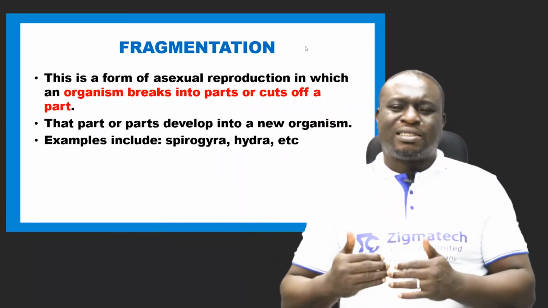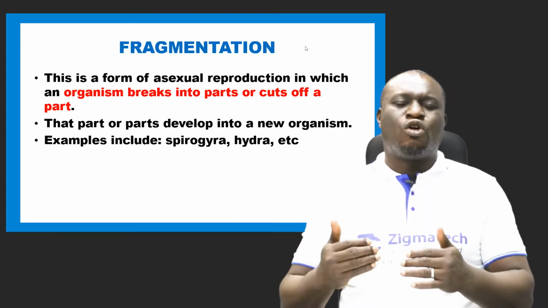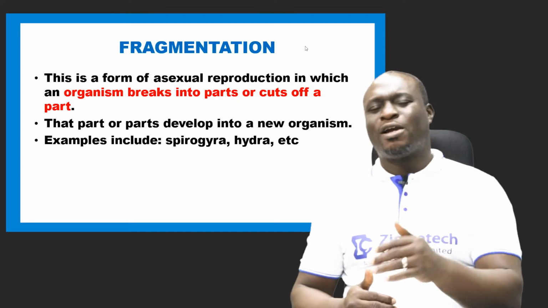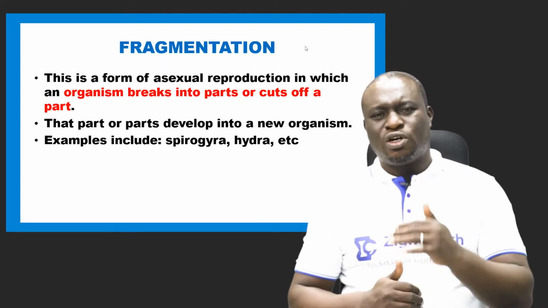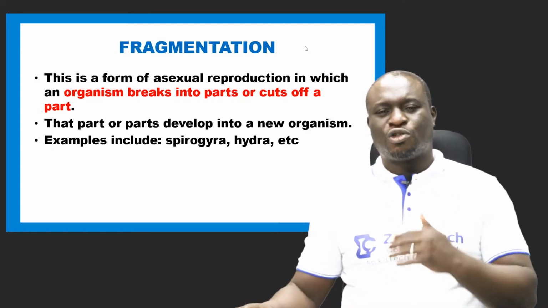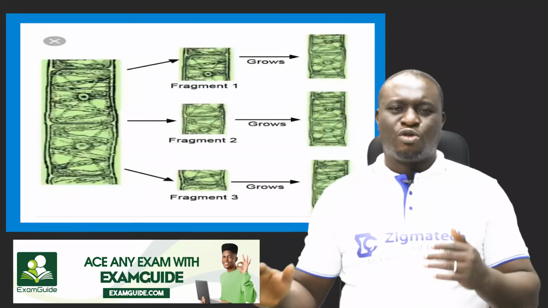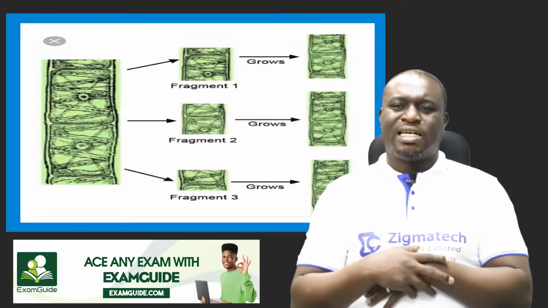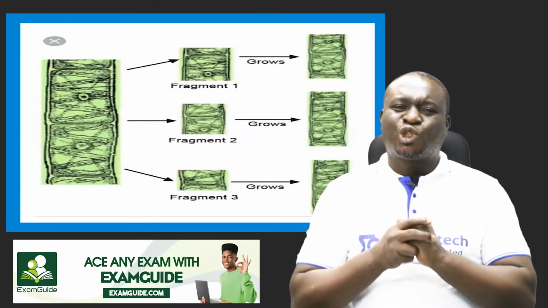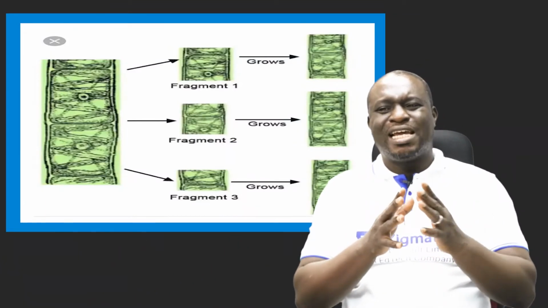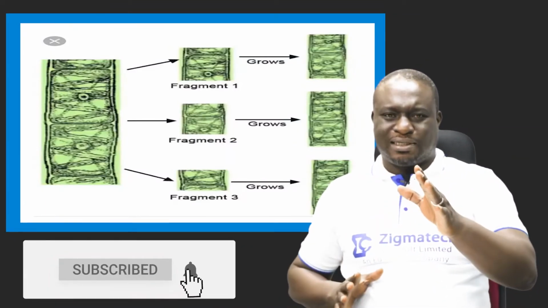Now, there are examples of organisms that undergo fragmentation, mostly Spirogyra. Spirogyra undergoes fragmentation. Also, to an extent, Hydra undergoes fragmentation. You can see on the screen, this is fragmentation in Spirogyra. You see that the Spirogyra has fragmented into 3 different parts.